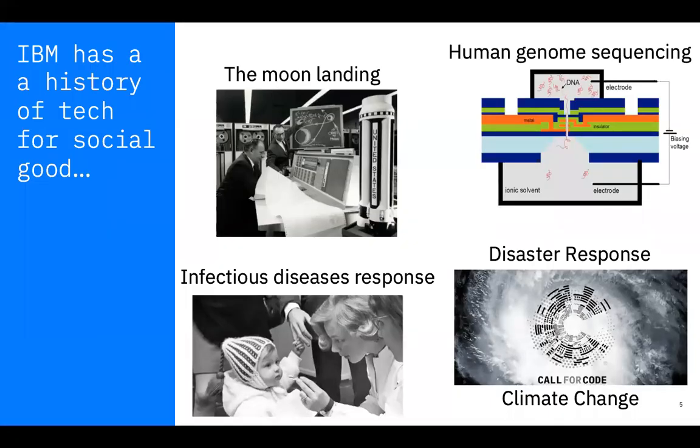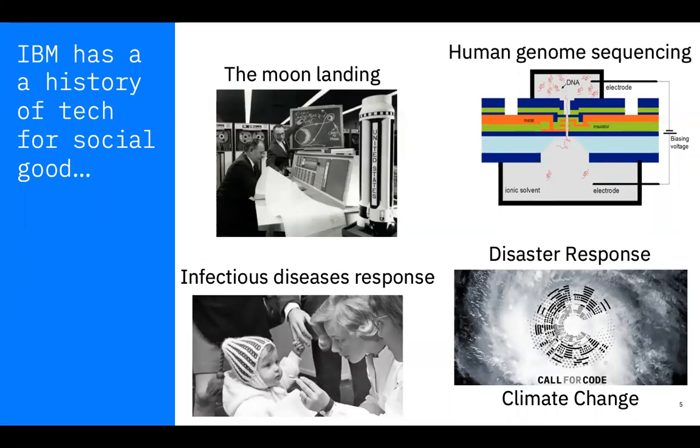Now, IBM in general has a history of tech for social good. More than 4,000 IBMers, for example, worked very closely with NASA in the first moon landing project. We have been contributing heavily to genome sequencing, responding to infectious diseases. Of late, IBM has an initiative going on with the United Nations and the World Health Organization around tracking the responses to COVID-19 and launching a Call for Code challenge to get developers to participate and create solutions which can help alleviate, mitigate, or provide solutions around this crisis.